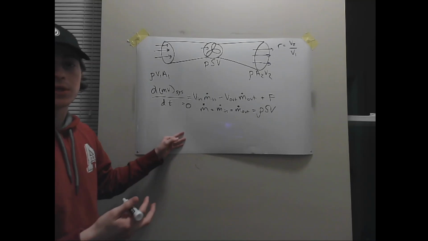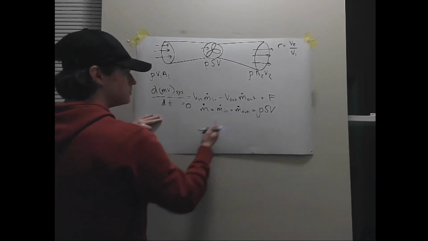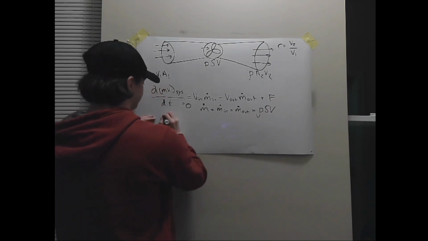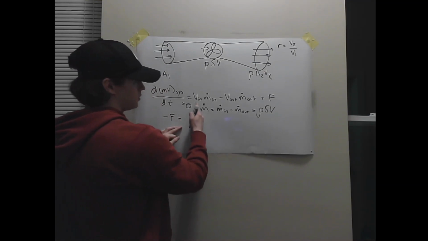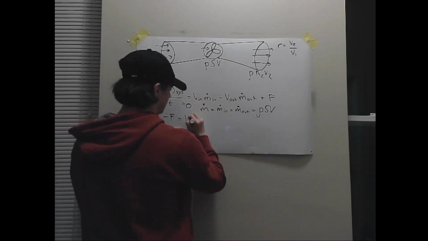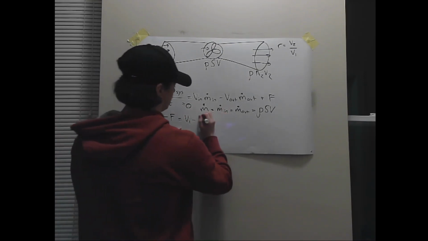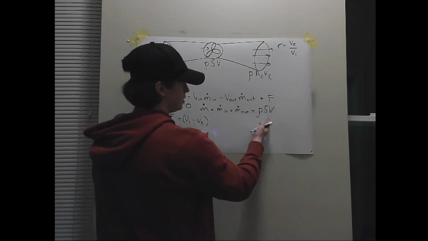So from here, I'm going to go ahead and plug these values into our equation. So I'm going to move the force to the left-hand side. So we'll have negative F equals, well, our velocity in is V1, minus our velocity out, which is V2, times our mass flow rate, which is rho SV.